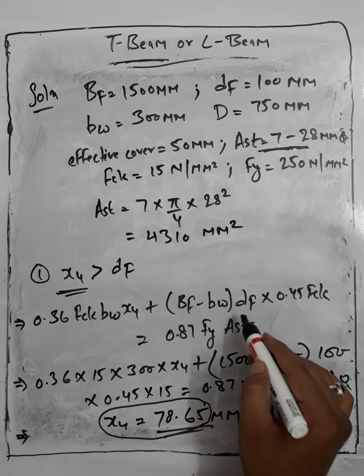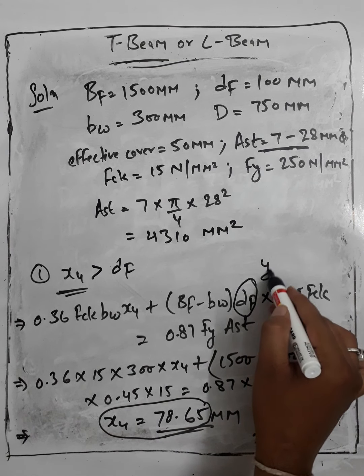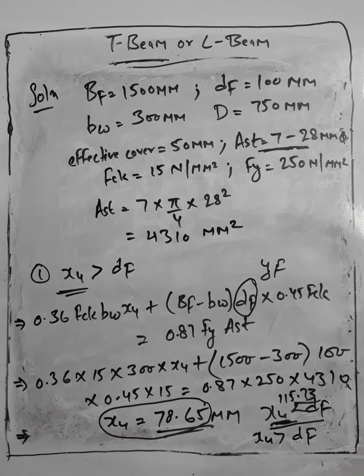Here we have to use Yf instead of Df, meaning the condition is Xu is greater than Df, but Df is also greater than 3/7 Xu. That is the condition we have used here. It means we have to change this Df with Yf. At that time this may satisfy our equations.